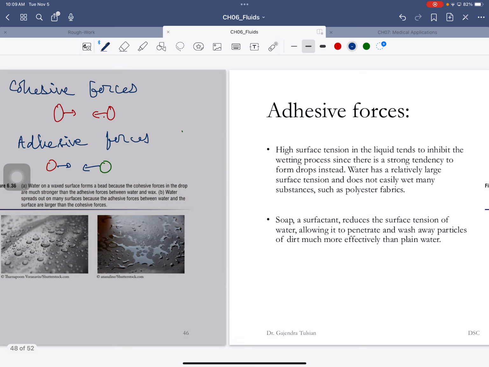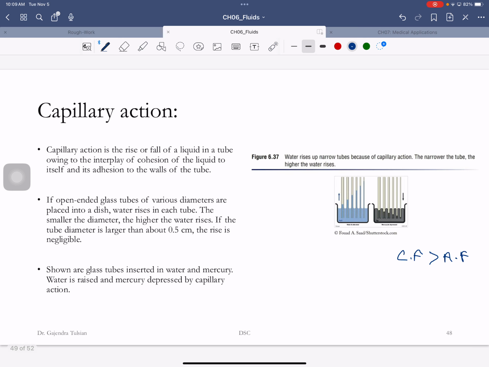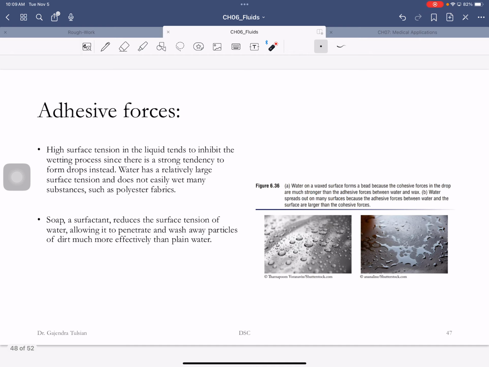So this is the capillary effect, the norm, and for water to rise, the adhesive forces have to be greater than cohesive forces. High surface tension in liquids tends to inhibit the wetting process, since there is a strong tendency to form drops instead. Water has a relatively large surface tension and does not easily wet many substances such as polyester fibers.